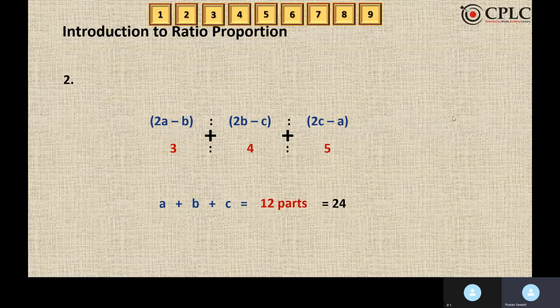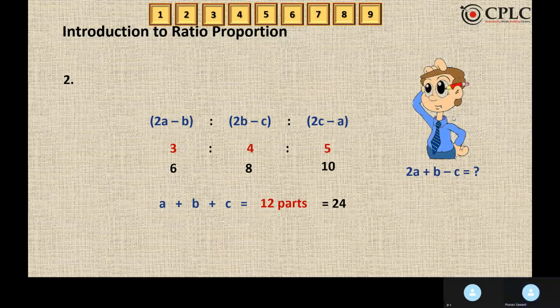Hence, now we'll have to make 12 as 24. And for that, we'll have to multiply it by 2. Now, if we multiply 12 by 2, we have to multiply the individual parts also by 2. So now 6, 8 and 10 are the actual values. The question asks to find out the value of 2A plus B minus C.